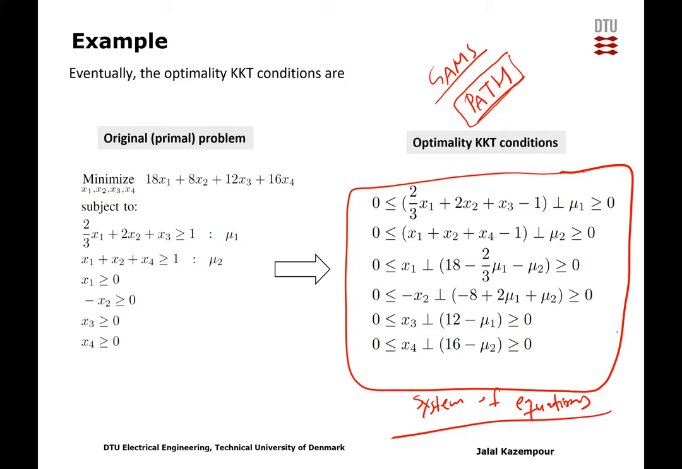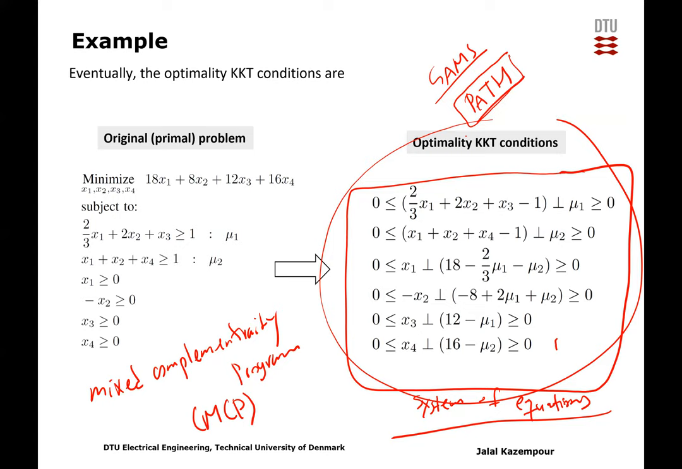So if we solve it, we call this problem, yeah, Farzad mentioned it, thank you so much, we call this problem mixed complementarity program because we have complementarity conditions here, and in abbreviation MCP. This is an MCP problem. MCP is a system of equations. There is no objective function. So you can use PATH solver and solve it.